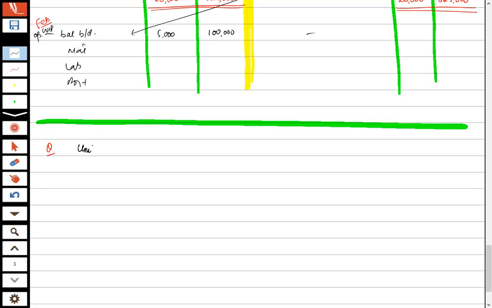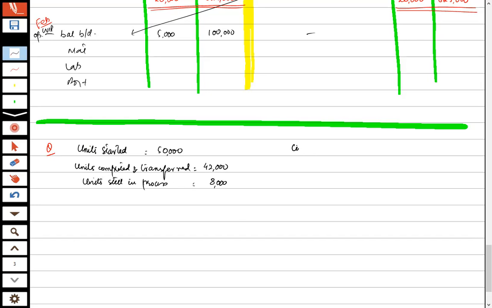Units started: 50,000 units. Units completed and transferred: 42,000. Units still in process: obviously, it would be 8,000. This would be our cost quantity schedule.